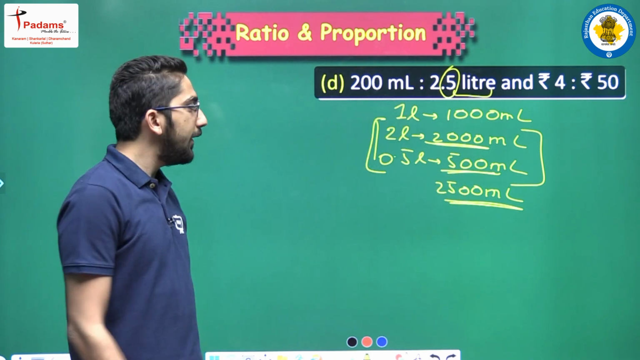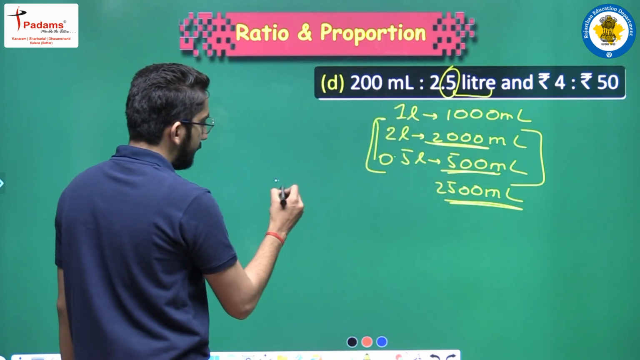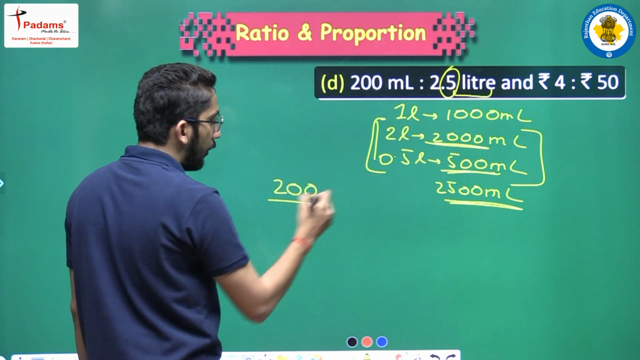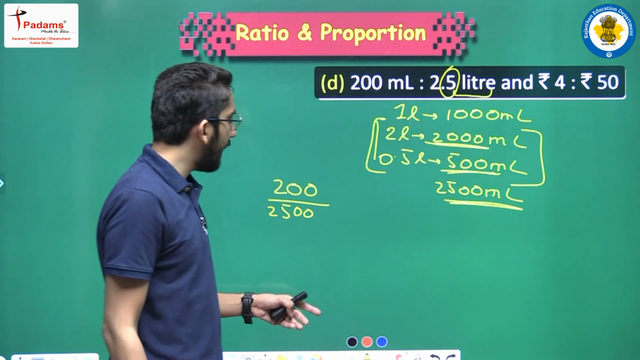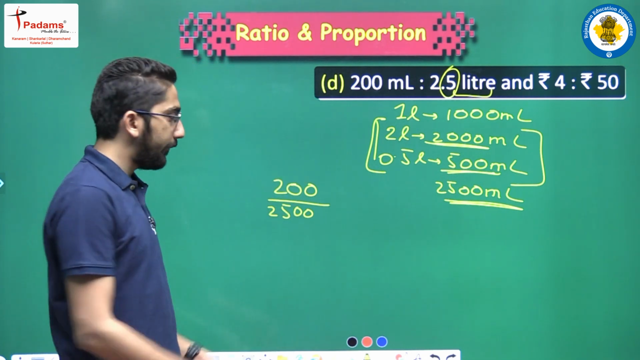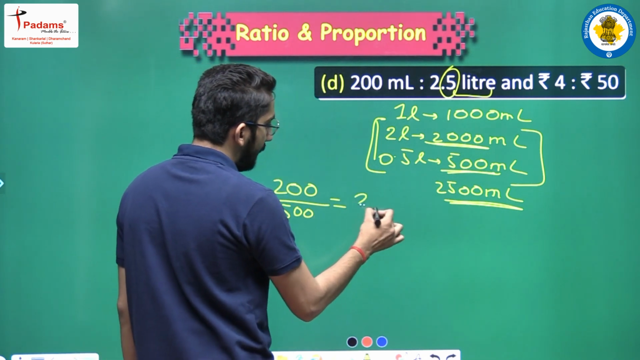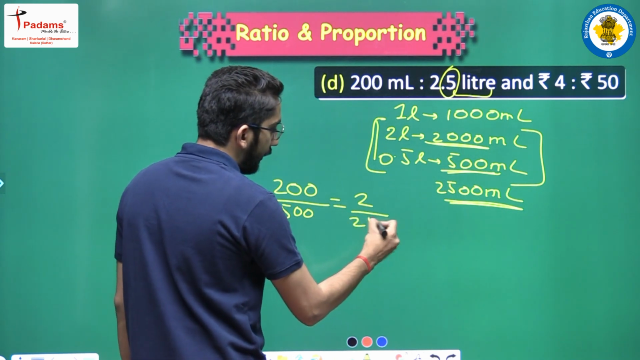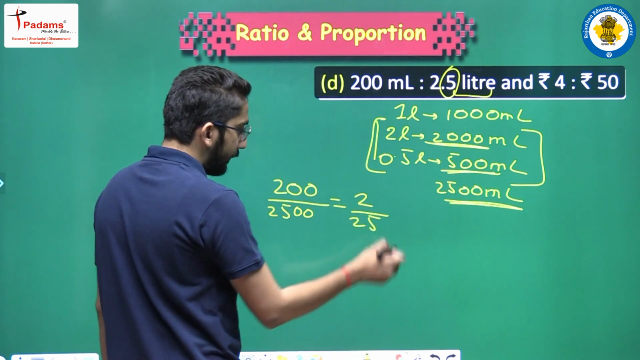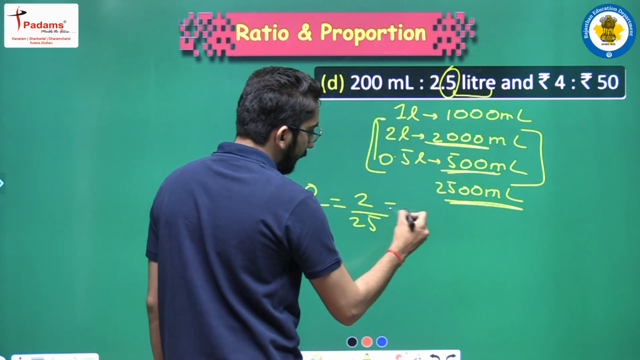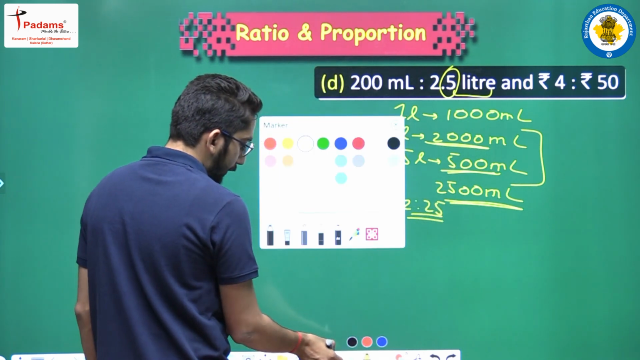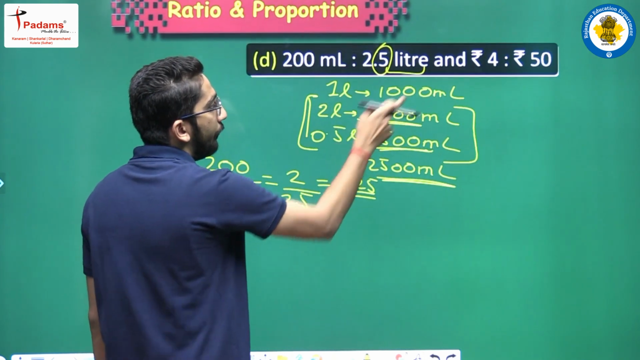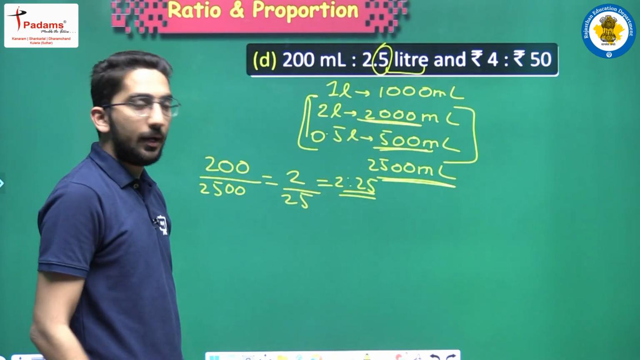Now I will check the ratios. So first is 200 ml upon 2500 ml. You can first divide both of them with 100 easily. It will become 2 upon 25, right? And the ratio will be 2 is to 25. ठीक है. नेक्स्ट देखिए, we have ₹4 is to ₹50.